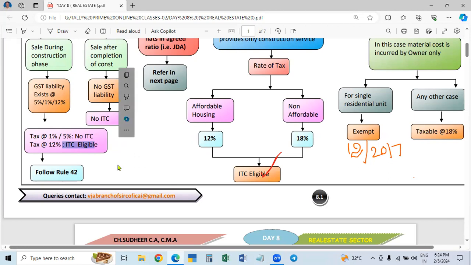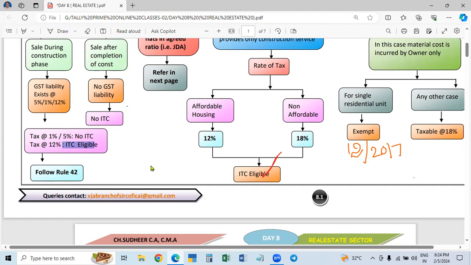Suppose we are not maintaining separately, we don't know, it is undividable. That is, we cannot divide. So totally we are purchasing and using for all the units, residential and commercial unit also. In such a case, if it cannot be divided, how to claim the ITC?